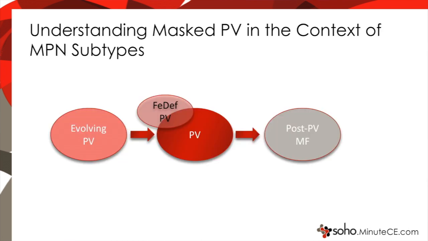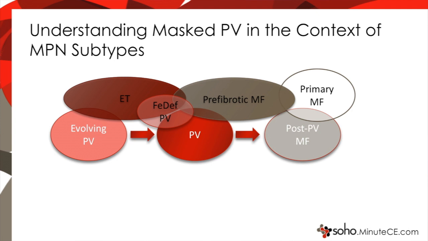So if you think about masked PV in the context of different MPN subtypes, we're going to do a little linear concept of evolving polycythemia vera, actual polycythemia vera, and then post-PV myelofibrosis. Iron deficiency used to be called masked PV if they're not meeting diagnostic criteria, but we see overlap with a number of different other diagnostic and proposed diagnostic entities, and masked PV can sometimes overlap all of these.